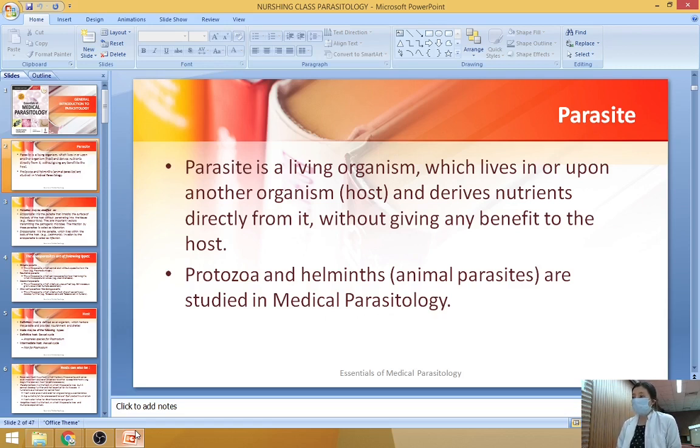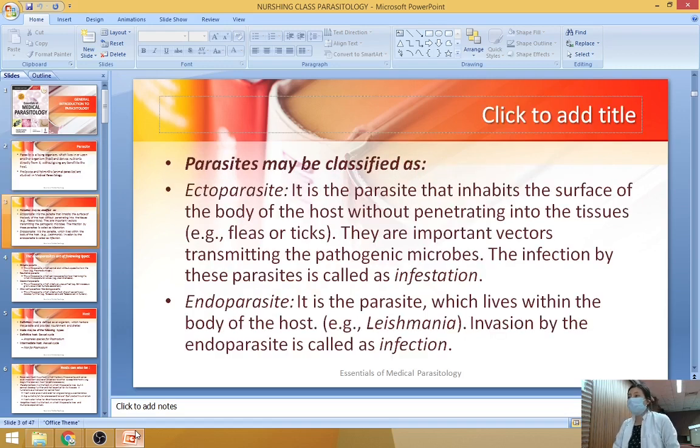In medical parasitology, we are dealing mostly with protozoa and helminths. Helminths are the ones which are called animal parasites. Basically we are animals, so we are dealing mostly with helminths. Then, parasites, we already know, are those organisms which thrive mainly on a living organism for their living, right? We have again divided the parasite into two types.